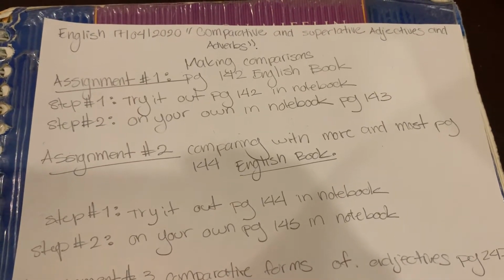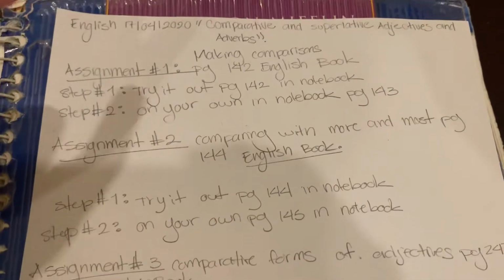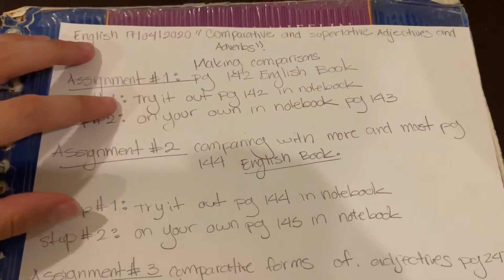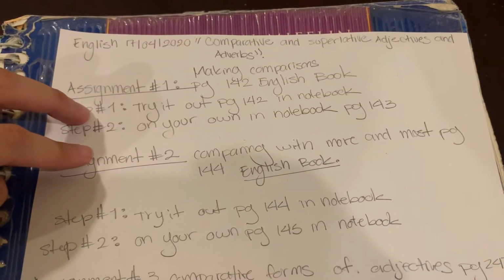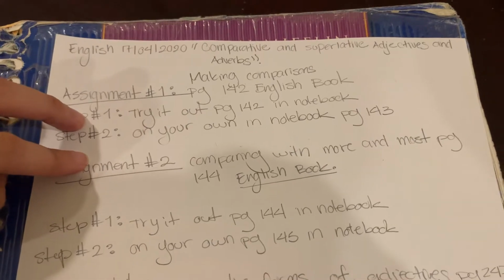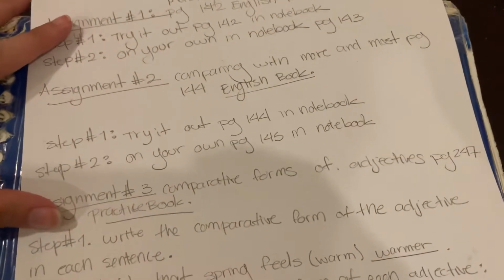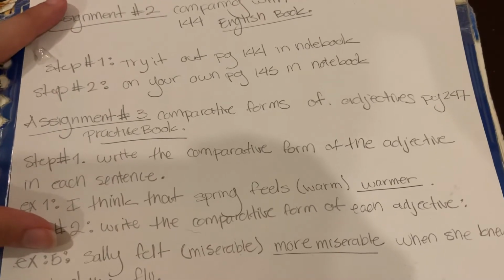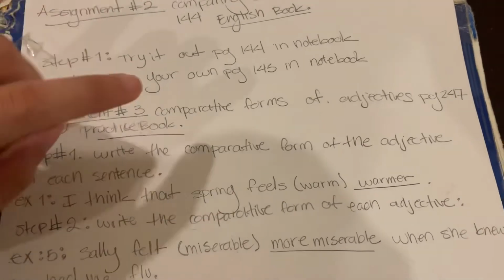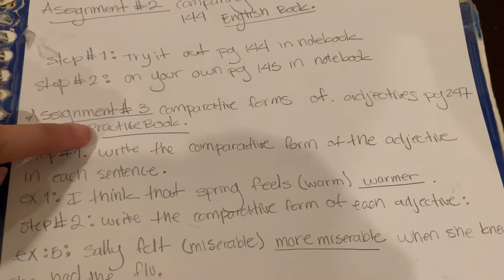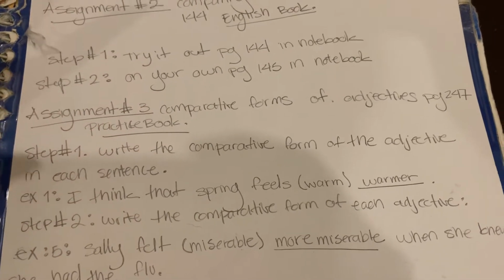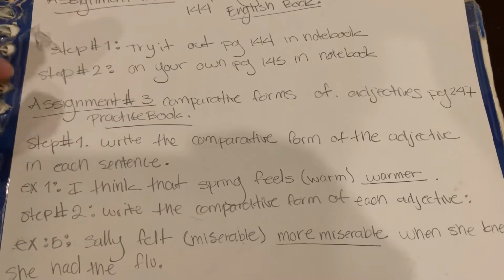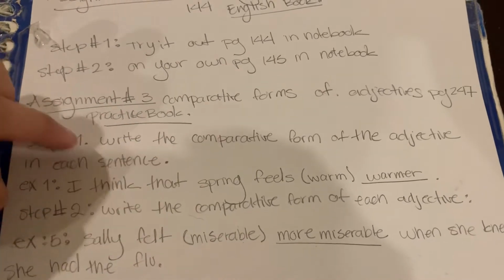Here I have the rest of your assignments. I already gave you 1 and 2 in your English book, okay? So in here you have assignment number 3, which is comparative forms of adjectives on page 247 from your practice book. Again, you can go back to the other 2 videos where I explain this.